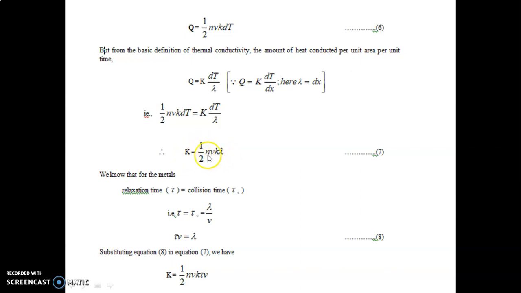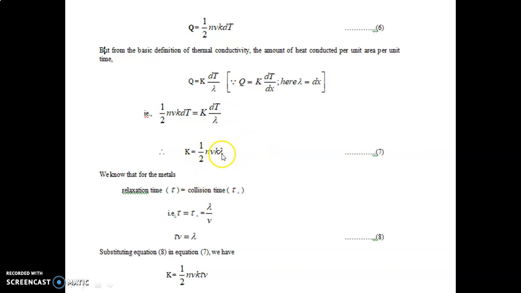Here N is the number of electrons, V is the velocity of electrons, small k is the Boltzmann constant, and lambda is the distance between the two planes. Here we have two k's, small k and capital K. We should differentiate both the k's here. In this equation, we get the mathematical expression for thermal conductivity of metal.